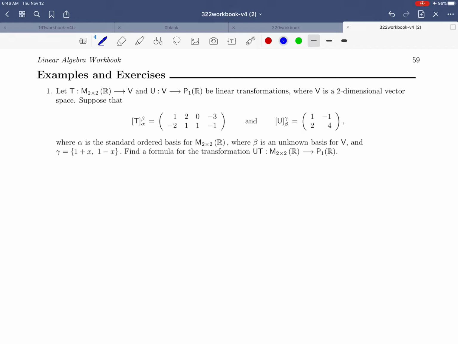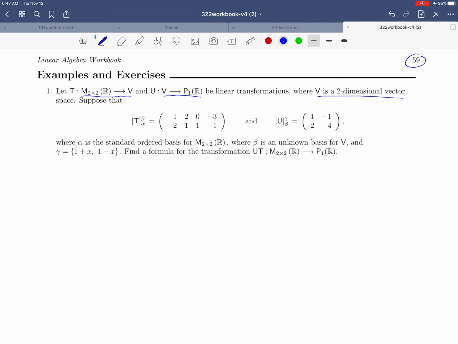Everybody, and welcome to exercise 1 on page 59. Let's take a minute to read through this exercise together. So let T be a linear transformation that takes us from the set of 2 by 2 matrices to some vector space V, and U be a second linear transformation that takes us from V to P1 of R. They don't tell us anything about V other than the fact that it's some unknown two-dimensional vector space. That's going to turn out to not be so important in our problem.